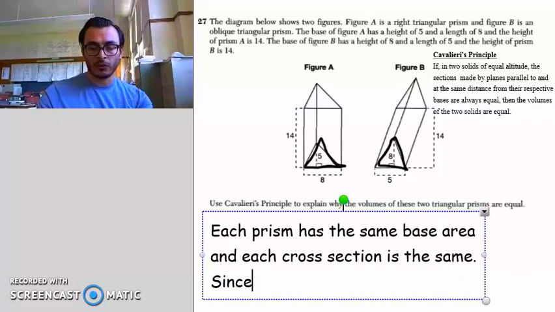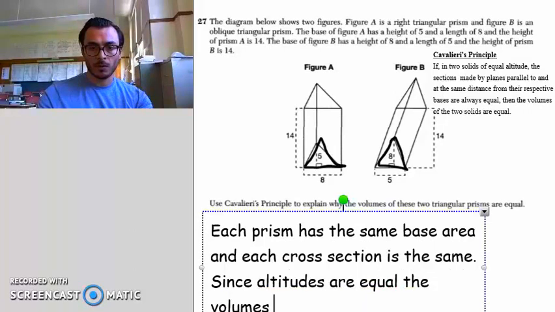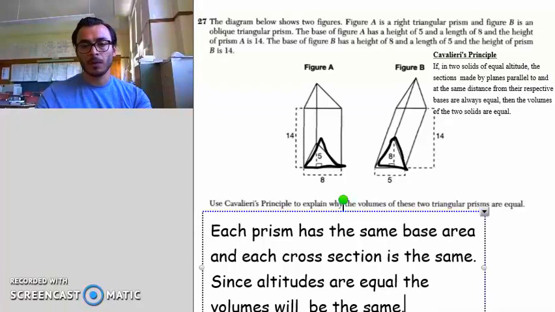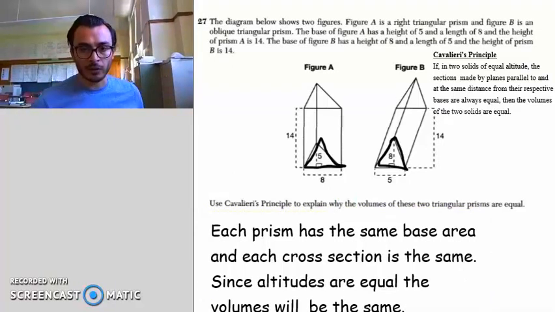Since the altitudes are equal, the volumes will be the same. So let me unpack this a little bit. Each prism has the same base area, and each cross-section is the same. So what that means is this.